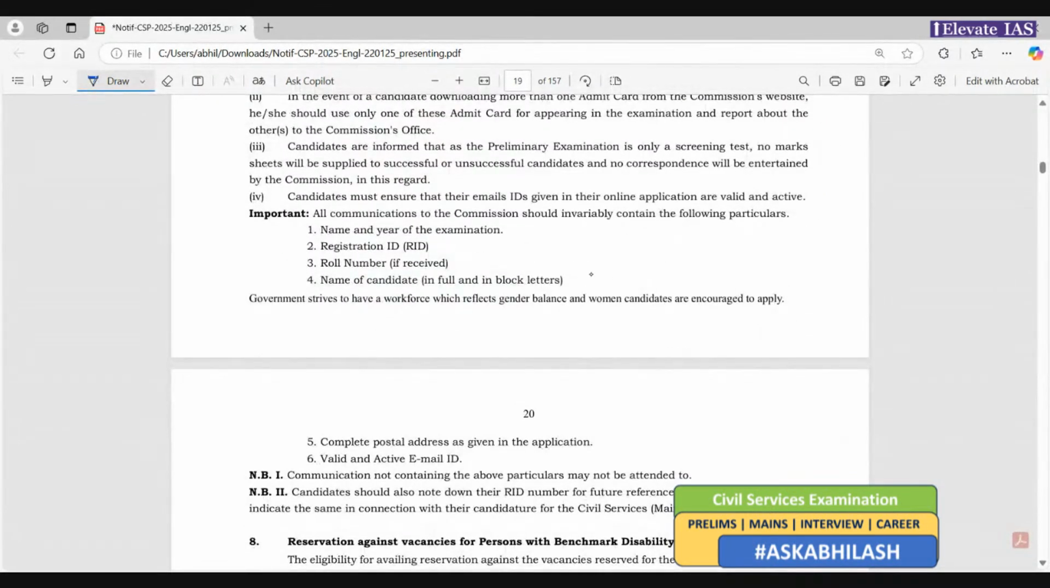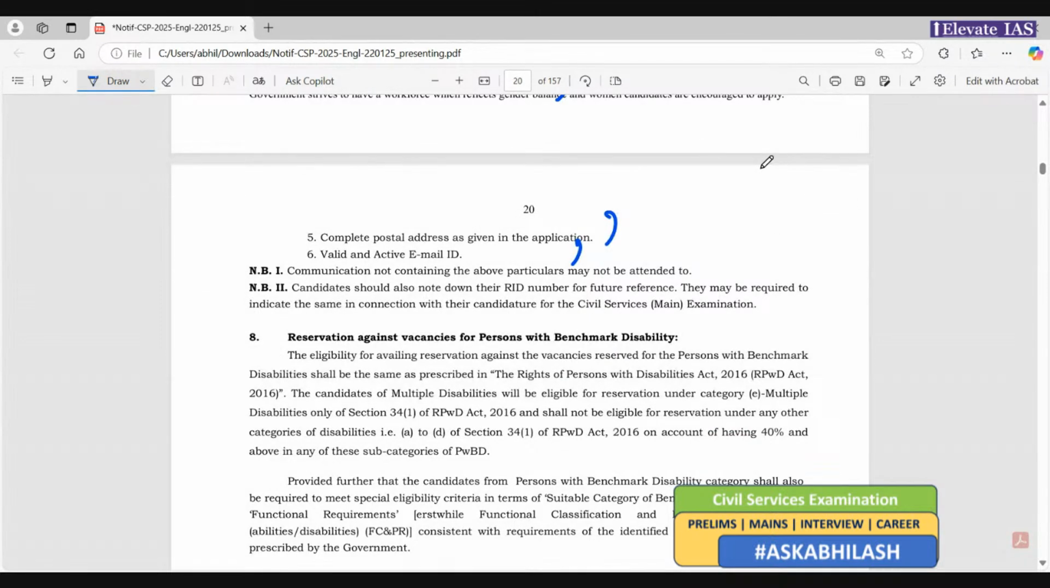So these are certain things you always have to keep ready. Your registration ID, roll number, if received, and name of candidate, year of examination when you do any communication, the postal address and an already active email ID, if you communicate with the commission.